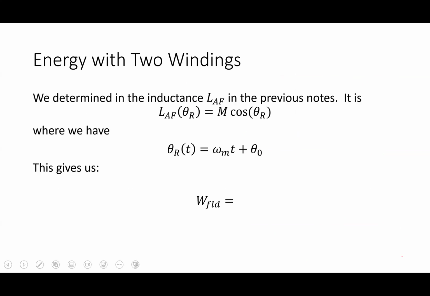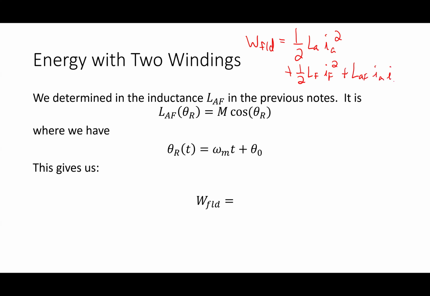All right. So by the time everything is said and done, the total energy in this thing is a fairly simple expression. It's exactly what you would expect it to be: 1/2 L_A I_A squared plus 1/2 L_F I_F squared plus L_AF times I_A I_F. The first two terms are things that you would probably expect. The third one there is one that comes in with the co-energy.